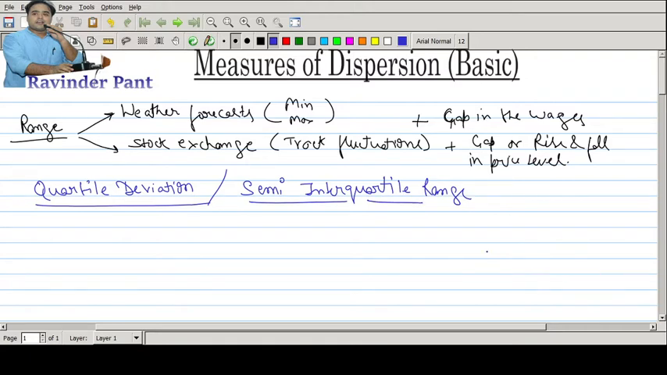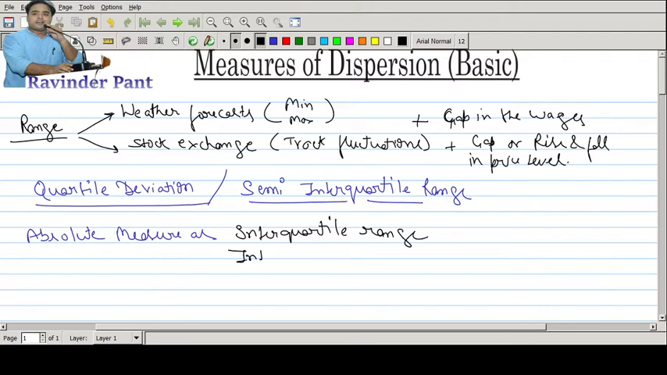So the first absolute measure here is in the form of the interquartile range, and it is sometimes written like this: inter-quartile range, as an absolute measure. This is calculated as the difference between the third quartile and the first quartile.